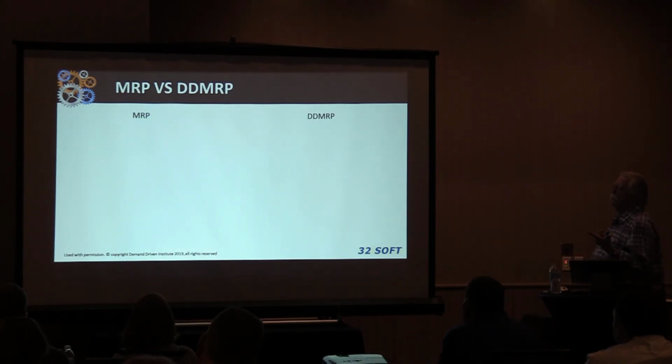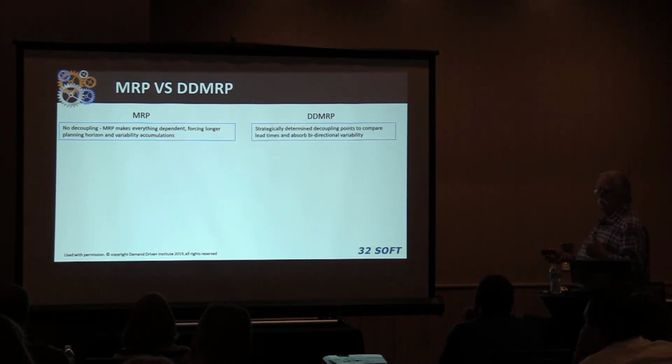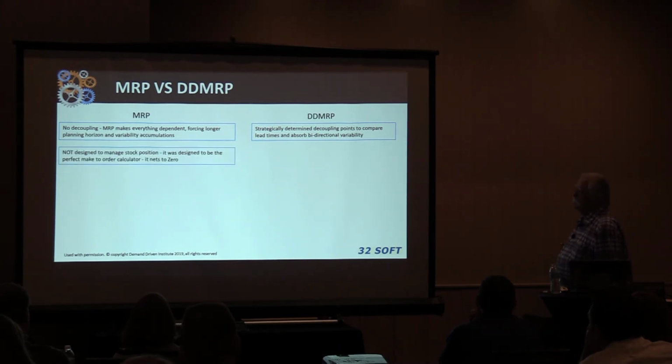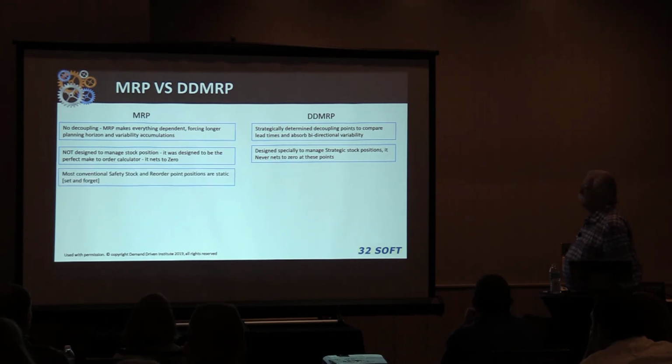So, MRP versus DDMRP. No decoupling. MRP just explodes demand off the end of it. DDMRP uses these strategically placed decoupling points. So MRP is not designed to manage stock positions, is it? Because safety stock is only exploded in the make schedule process. DDMRP is specifically designed to manage stock. It never nets to zero. What does MRP do? Nets to zero. Or if you get safety stock.